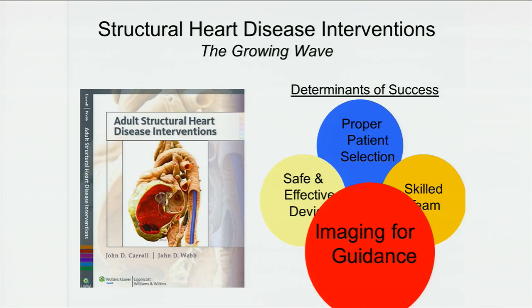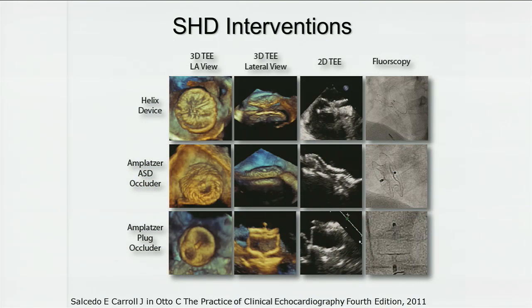Certainly in the last 10 years, we've seen how device design and the ability to put devices in goes along with the imaging by which we can guide it. Better imaging allows the engineers in the device industry to design new kinds of devices that utilize the new kinds of imaging. So it's a real iterative process.